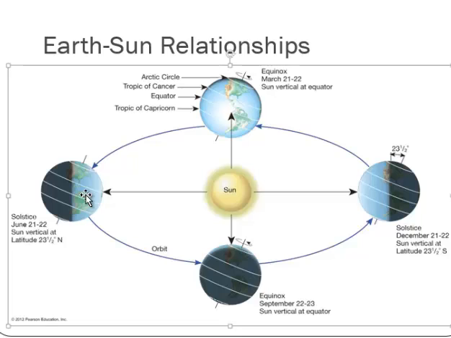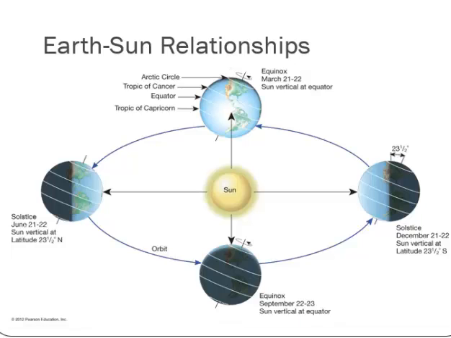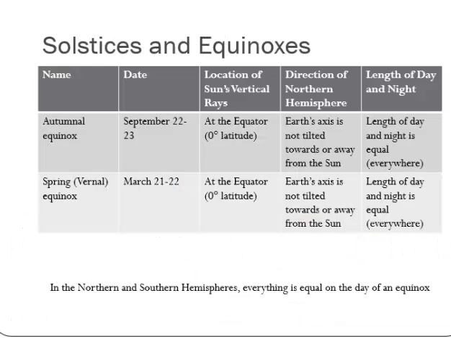The summer solstice in the north, the summer solstice in the south, the winter solstice in the north is this one, December, and the winter solstice in the south is this one, in June. So those are the solstices. The equinoxes are the opposite, where the sun is shining directly on the equator. The Earth's axis is not tilted towards the sun or away from the sun.